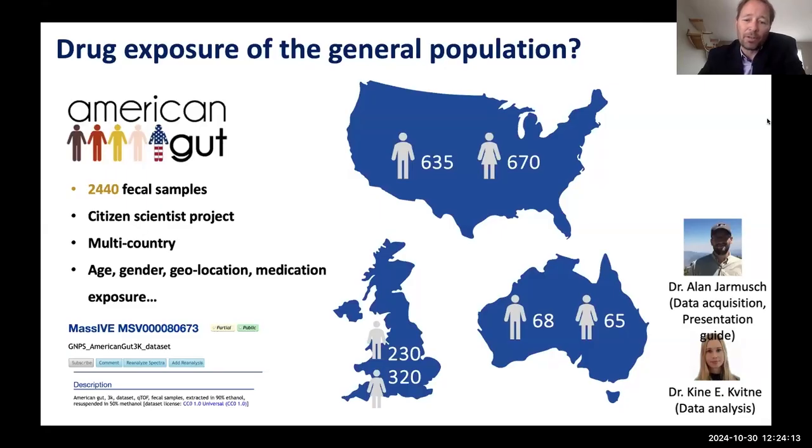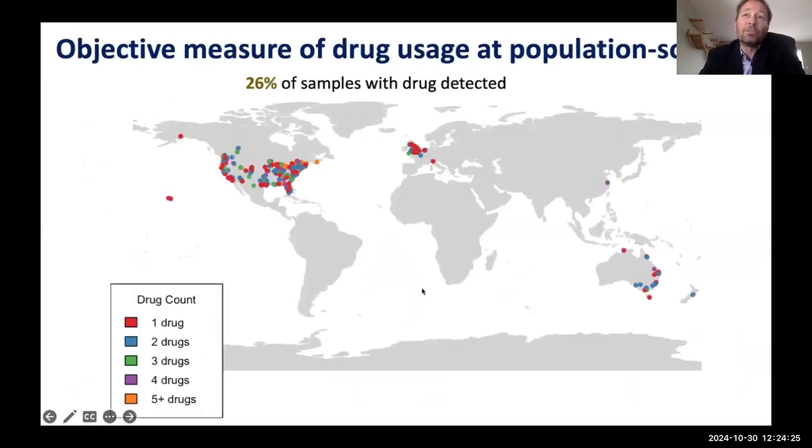And these are the different countries that I'm going to talk about in this particular project, with samples from the US, Australia, and the UK. If you now take this library and match it against the data that was collected for this project, which was all LCMS based, you can see that in 26% of the samples, we see matches to this drug library. In some cases, even up to 5 different drugs are present in a single individual.